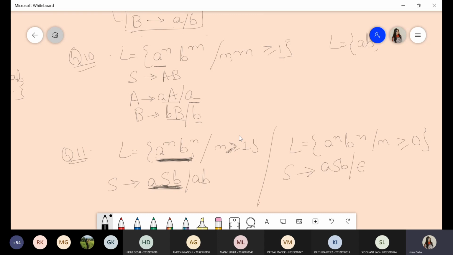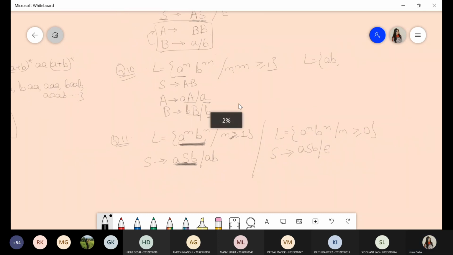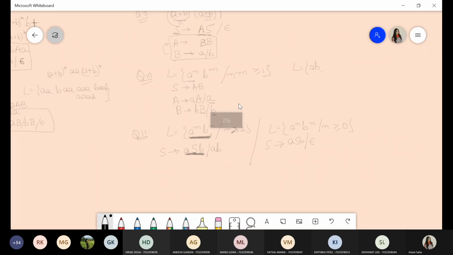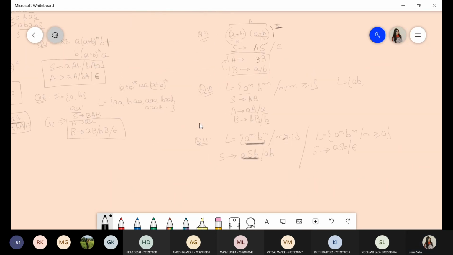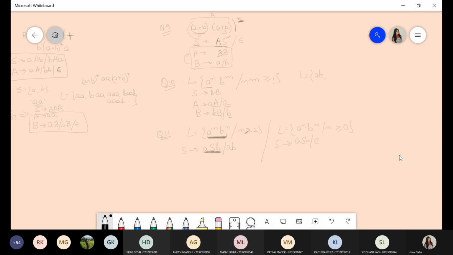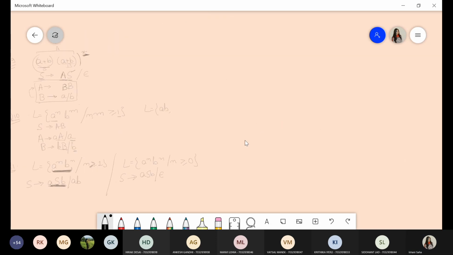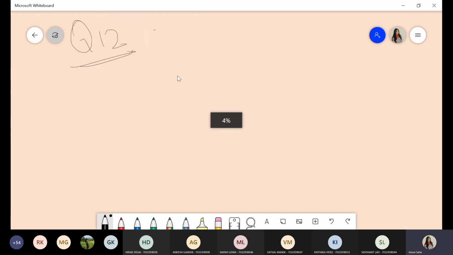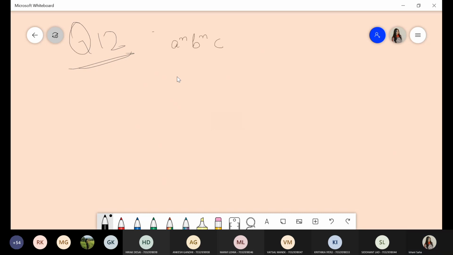Okay, next question I'll take. Okay, first let's take this one different, then we'll take the same. Such that n and m both are greater than or equal to 1. Solve for this.